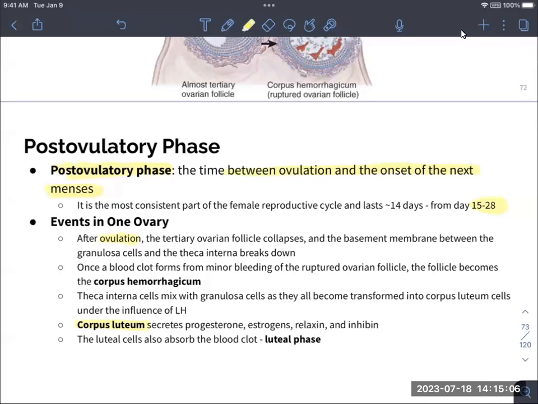So after that follicle has been released, some of these cells start to break down. We form a blood clot from that rupture of that follicle, the corpus hemorrhagicum. That corpus luteum is going to secrete out that progesterone, estrogens, relaxin, and inhibin. And then we have our luteal cells that are going to actually come in and absorb that blood clot during the luteal phase.